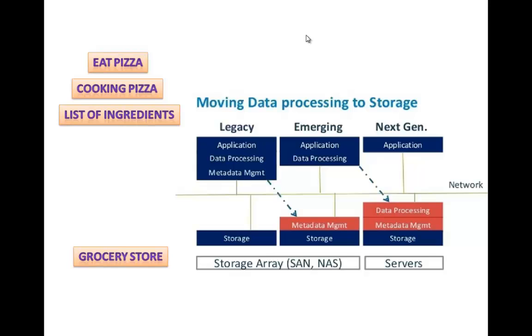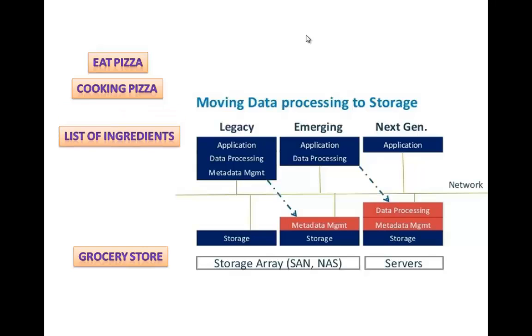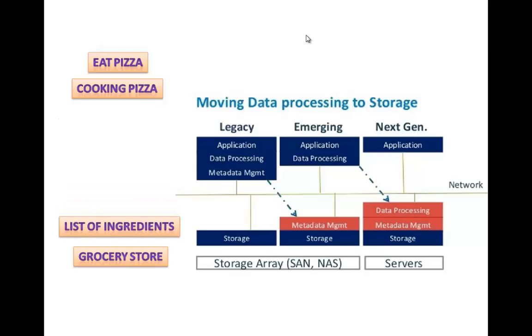Well, I'm hungry and I sure want to have a pizza. So talking about earlier times, we had to go to the grocery store, that is storage, with the list of ingredients, that is metadata, and find all the ingredients. And we had to cook the pizza ourselves too, that is process it, which was tiresome. Then we told the owner to keep all the ingredients ready. We just have to go and pick them, cook pizza and eat it.